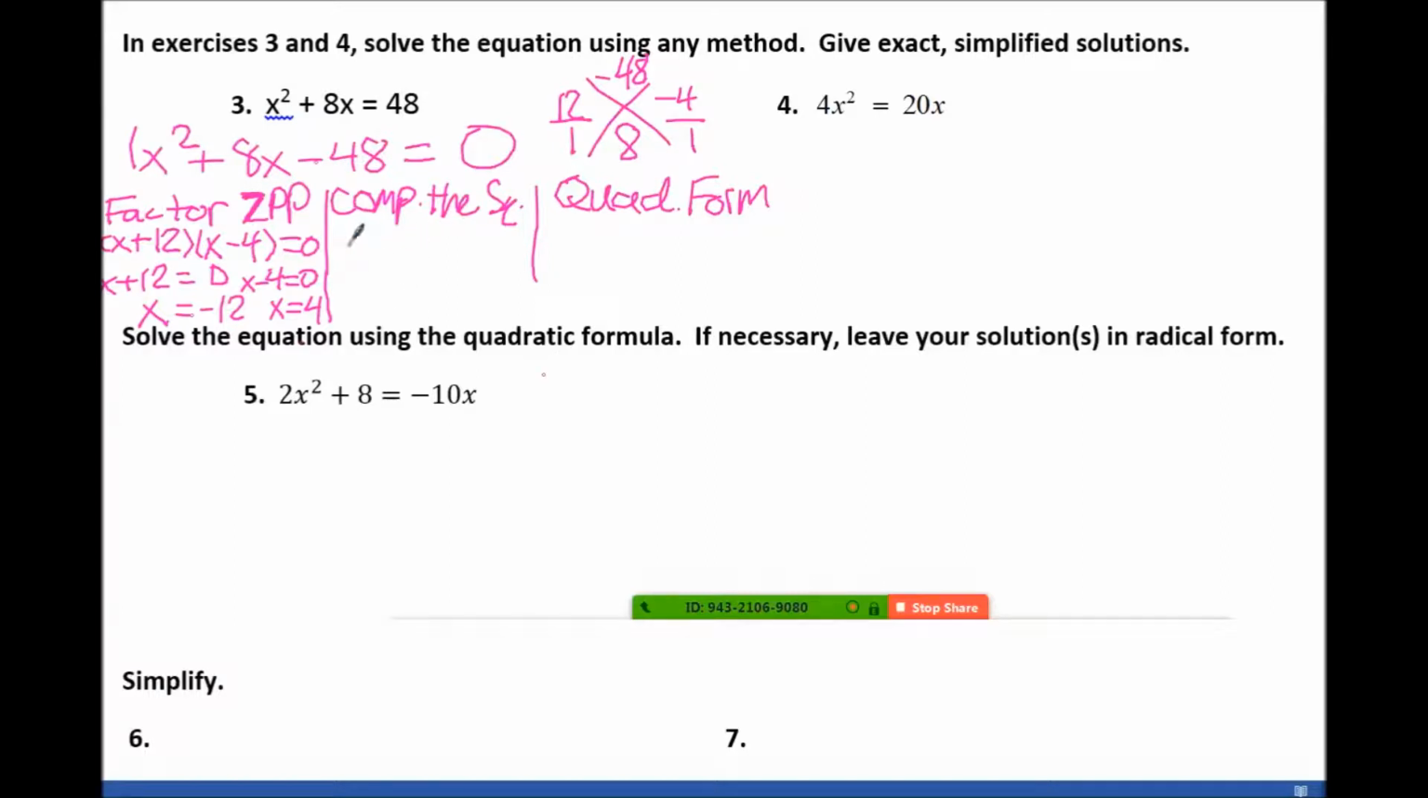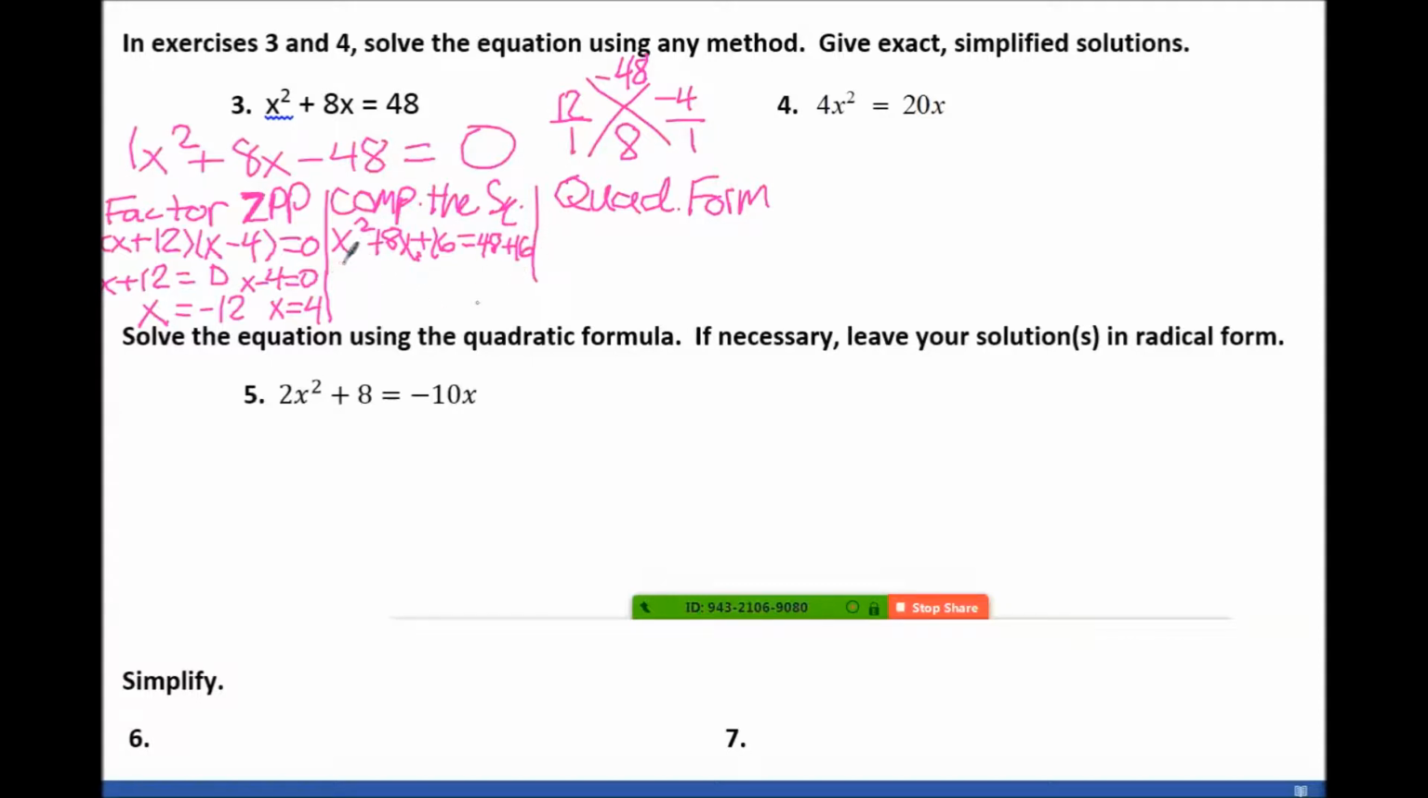Now, I'm going to try it a different way. With completing the square, a just has to be 1, right? So why don't I just add the same number to both sides? What number do we add? B divided by 2, squared. So 8 divided by 2 is 4. 4 squared is 16. So I add 16 to both sides. Plus 16.